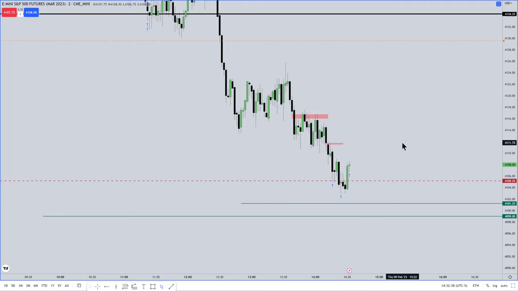This wick here, we measure that here. So that's consequent encroachment at 4,100.75. What's the open on this candle here? I'm sorry, I said open. What's the close on that candle? 4,100.75. That's consequent encroachment. And the open on this candle is the same thing, 4,100.75. Okay, big deal, right? But it goes up a little bit.